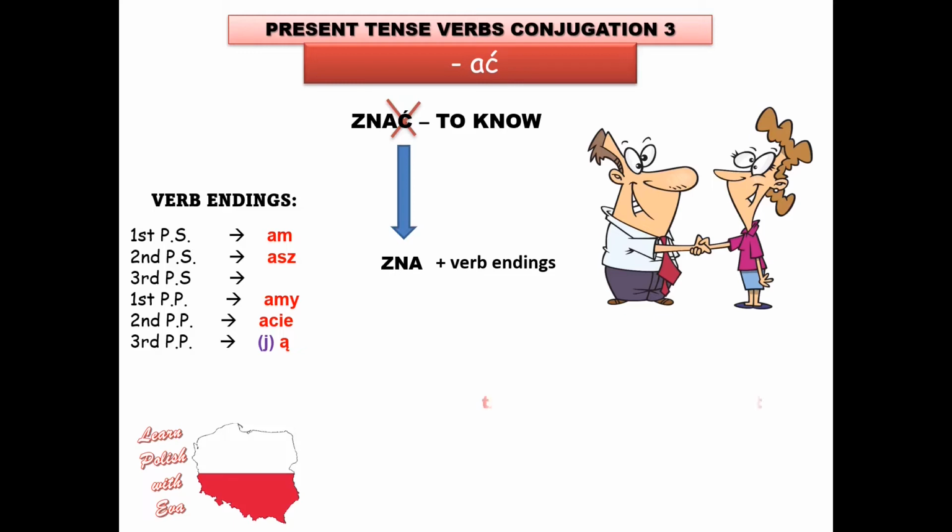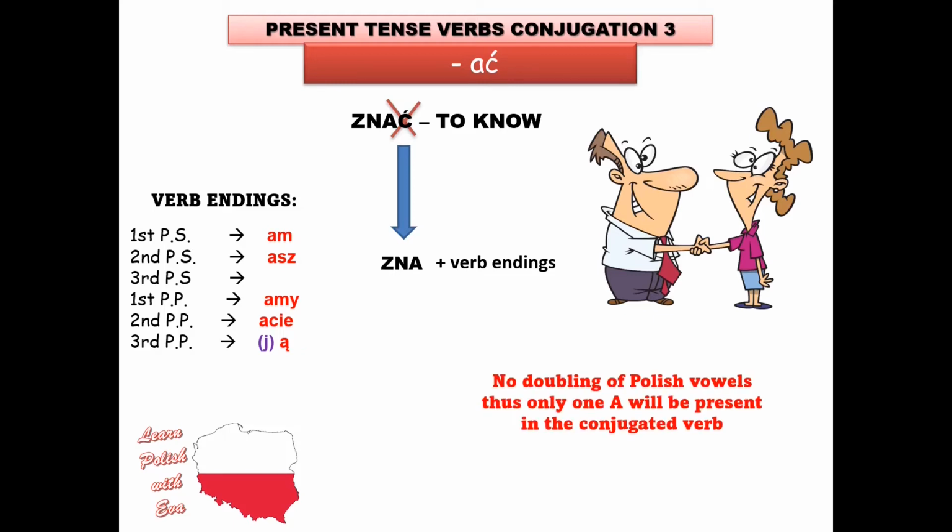And once we have the stem, we will be adding the verb endings. I mentioned no doubling of Polish vowels, thus only one a will be present in the conjugated verb. Therefore, it is up to you how you will consider this verb: whether you will consider just removing the last letter, ć, and then adding the verb endings to the stem zna, knowing that you can't double the Polish vowels, or just remember that you need to remove the last 2 letters, in this case, ać, okay? And we will move on to see how this verb is conjugated.